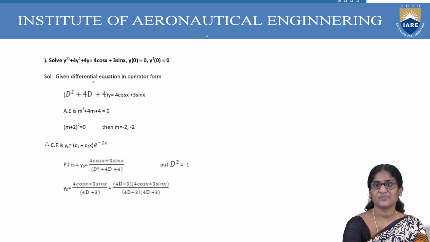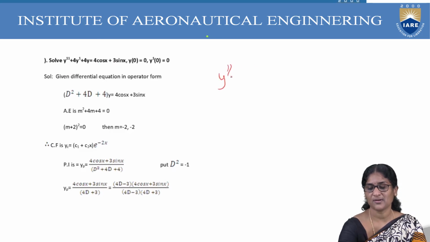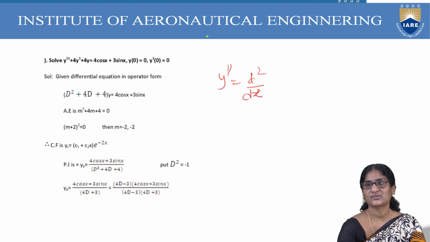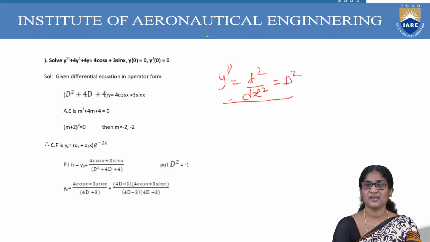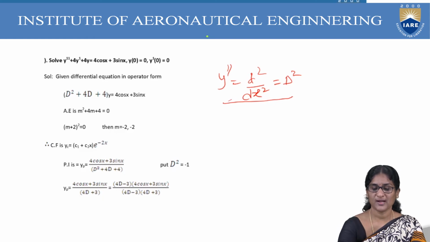Okay, so this can be written as the y double dash. I've said that the y double dash, which will be equal to d square by dx square, and which will be equal to d square. All the three representations are one and the same. So the question can be asked in any form. Okay, so I have taken y double dash plus 4y dash plus 4y is equal to 4 cos x plus 3 sin x.